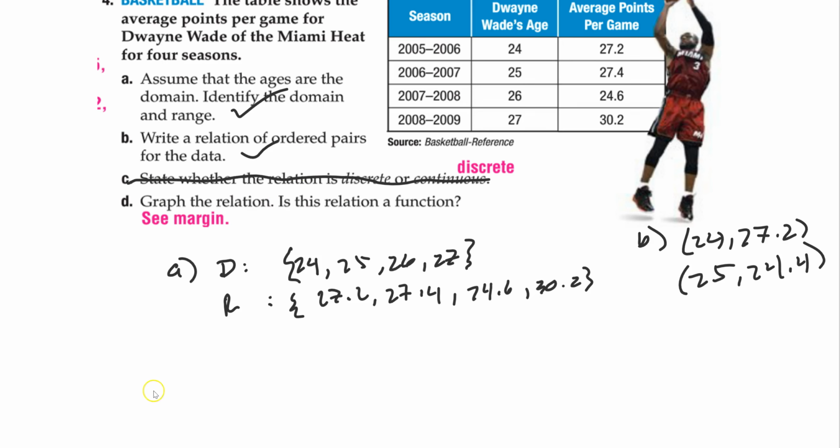Okay, so D, graph the relation. Is the relation a function? So we could, actually I don't need to graph it. I know it's a function. All the x's are different, right? The domain doesn't repeat, so it's a function. But we'll graph it to make them happy.